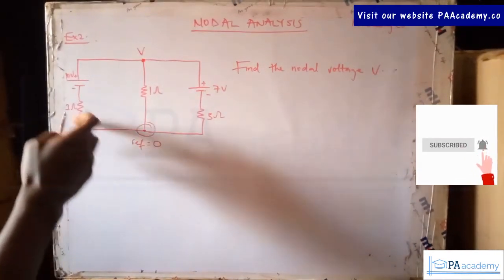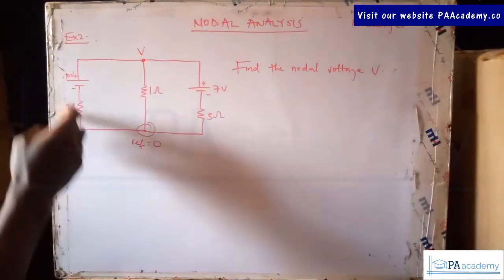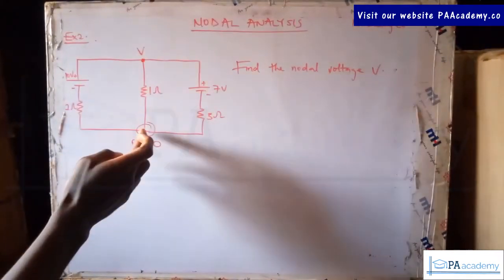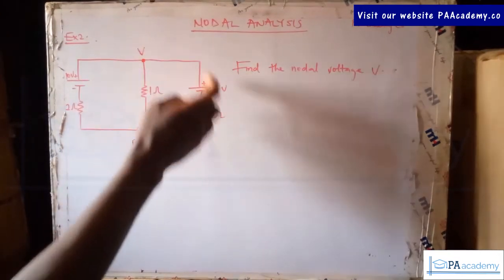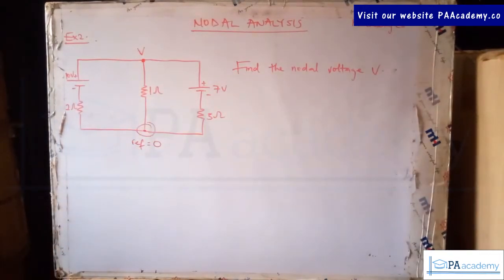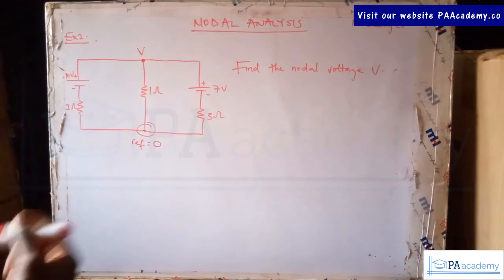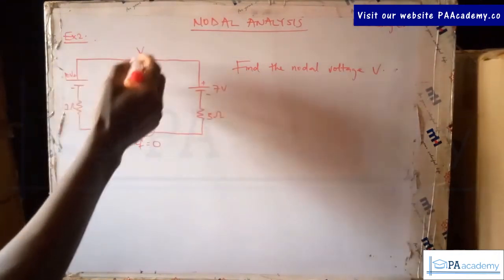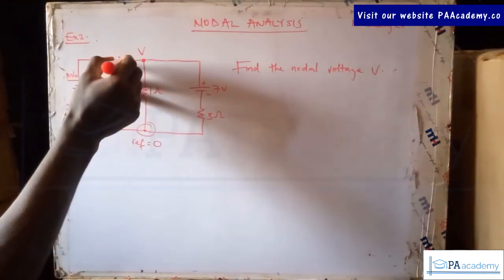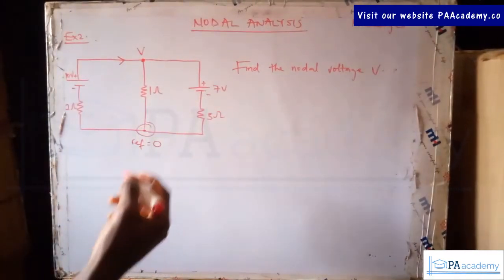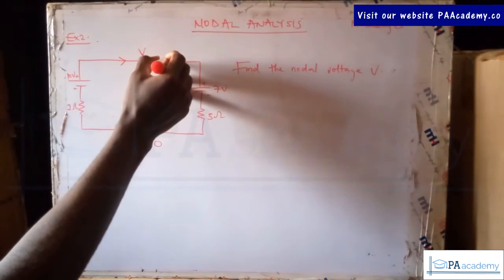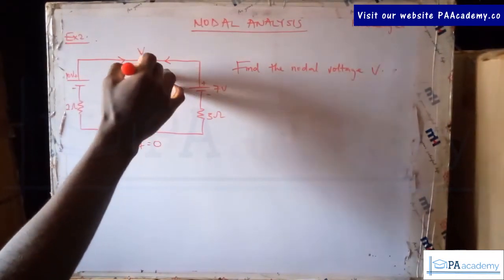Now once that is done, you pick your current direction for each of these branches. So from the reference node down to this point V is one branch. From this V to the reference node is one branch, and here is also another branch. So you pick a random direction that best suits you. You can decide to say, okay, for this particular one, the current is going in this direction. That means from here it's going like this. It is left to you. You can also pick just any random direction. So this is what I'm going to be using.